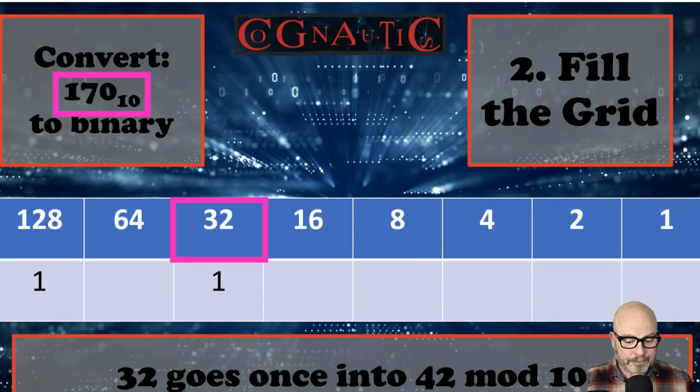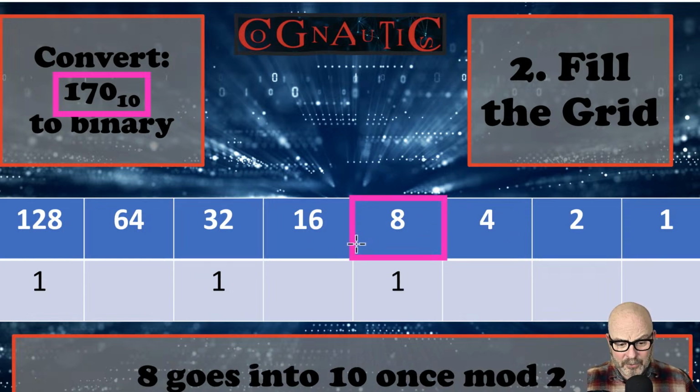Remainder's 10. You guess what the next question is? What is the biggest grid number that goes into 10 once? And the answer is 8. What's left over after you've taken the 8 away? We're resolving it here. What's left over? 2. You can see that's the mod. 8 goes into 10 once with 2 left over.